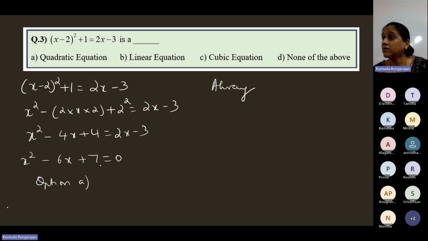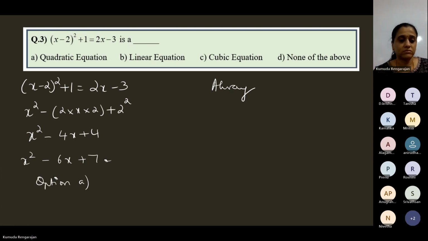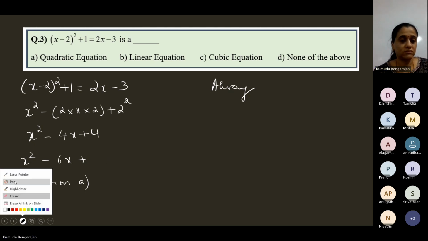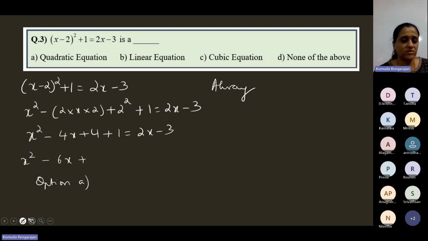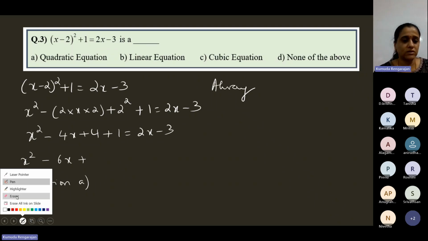X squared. One minute. (x minus 2) squared plus 1 is equal to x squared plus 2 into x into 2 plus 2 squared. Oh, plus 1, I forgot to write plus 1. Sorry. I'll just redo that once again. I'll just rework that.